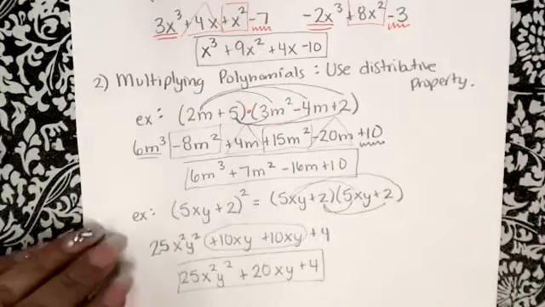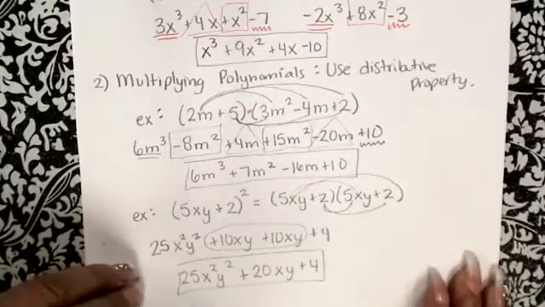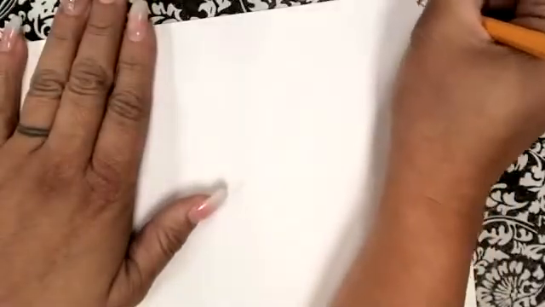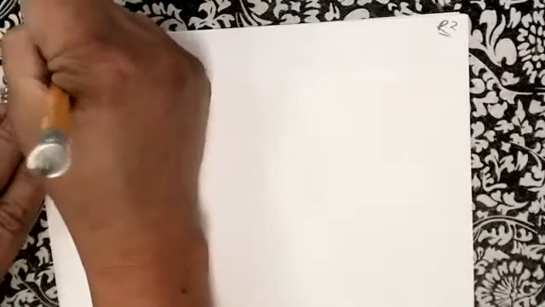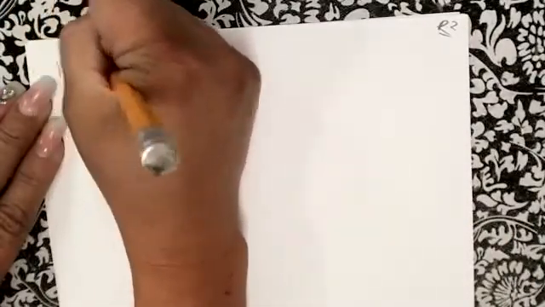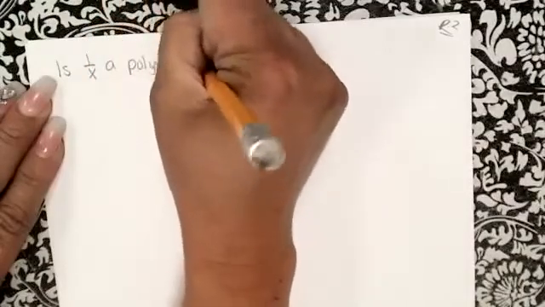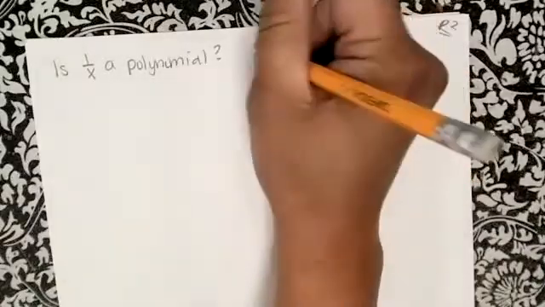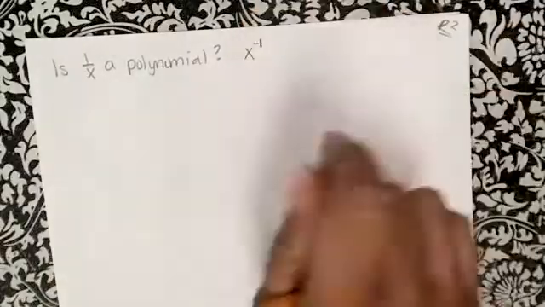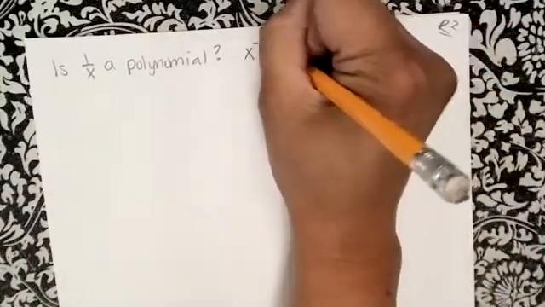All right, I'm going to give you guys some hints on your assignment. On your assignment, is 1 over x a polynomial? Well, 1 over x, that's really x to the negative 1 power. That is not a polynomial.